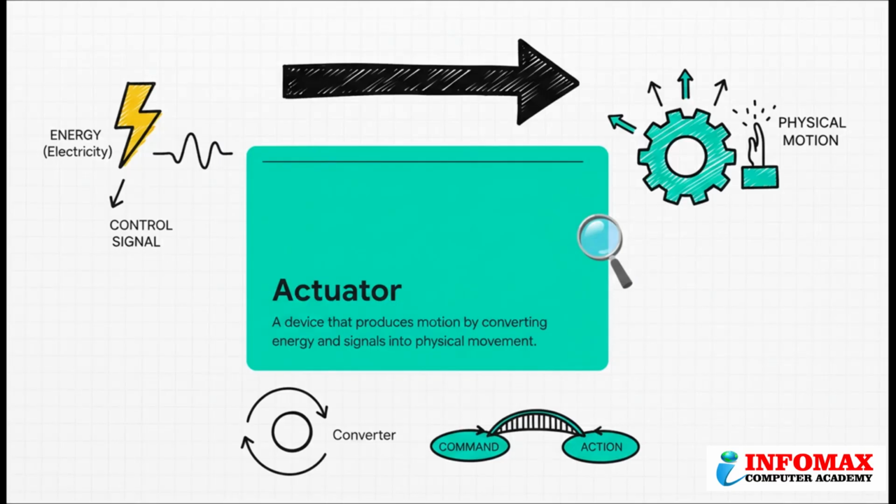All right, so let's get into what an actuator actually is. At its heart, it's basically a converter. It takes some kind of energy, could be electricity, could be fluid pressure, whatever, along with a little control signal, and boom, it turns that into real physical movement. It's the link between a command, like move, and the actual action.